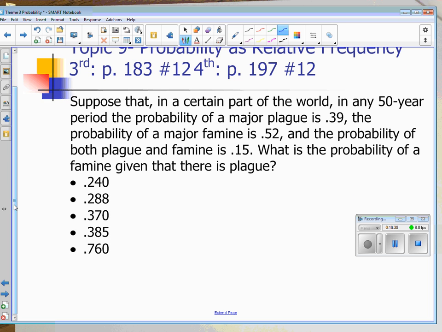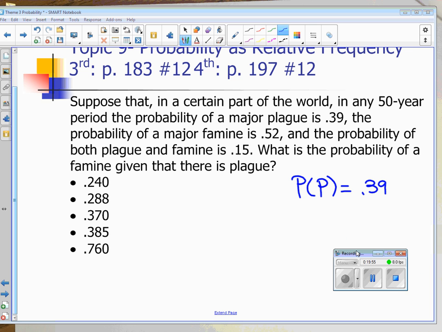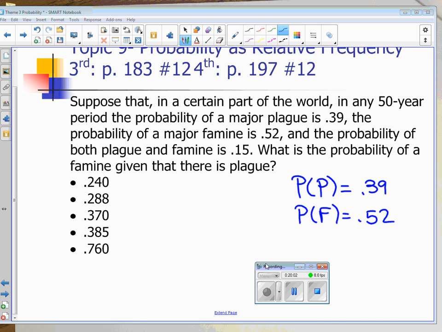So let's write down some information that we do know. The probability of a major plague is 39%. Let's just call it P, P for plague and F for famine. So the probability of plague is 0.39. The probability of famine is 0.52. And the probability of both plague and famine is 0.15. What is the probability of a famine given that there is plague?